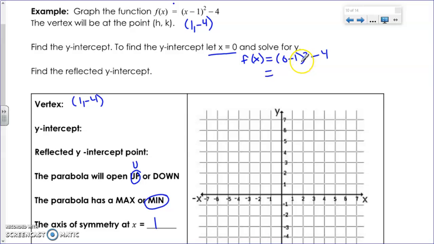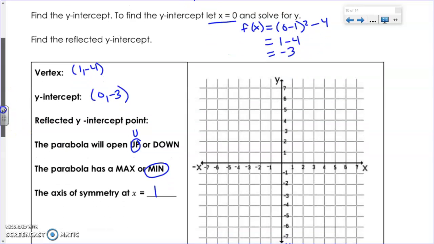Zero minus 1 is negative 1, squared is 1. And then you're going to do the minus 4, and you're going to get negative 3. And so that's going to give me my y-intercept of (0, -3). Okay, any questions there? Good to go there. So vertex (1, -4), and (0, -3).